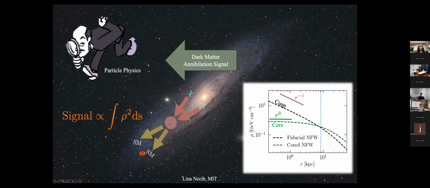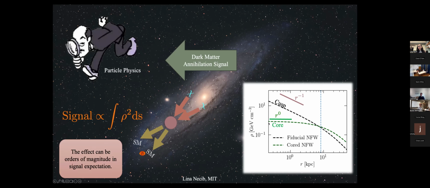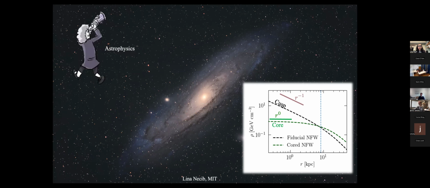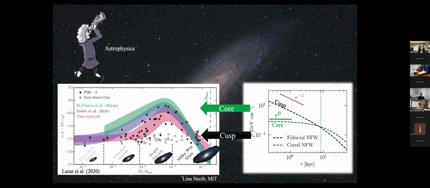The interesting thing about this is that the signal, especially for annihilation cases, is going to be proportional to the density squared, which means that something like this that is off by a little bit over an order of magnitude can actually have differences of orders of magnitude in signal expectation, which is why this is really critical. If you really didn't care about the particle physics side and you think that we can look at it from the astro side, well, this is still important because it really tells us about galaxy formation.